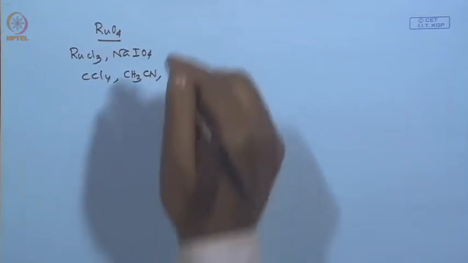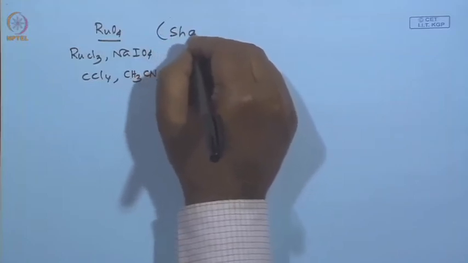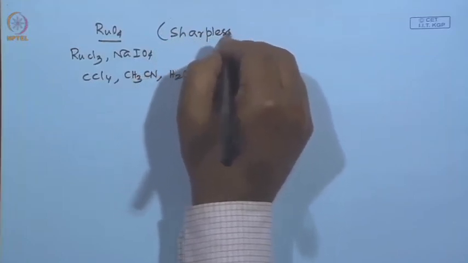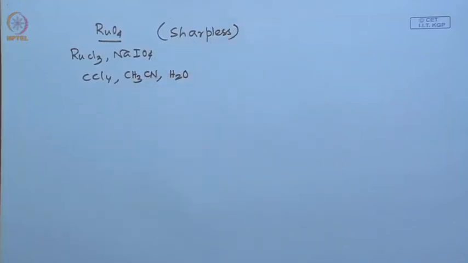This is due to Sharpless. Throughout his life, he only did oxidation. And this is a very good method, very good reagent. Ruthenium trichloride with sodium periodate is equivalent to ruthenium tetroxide, and it can do many oxidations.